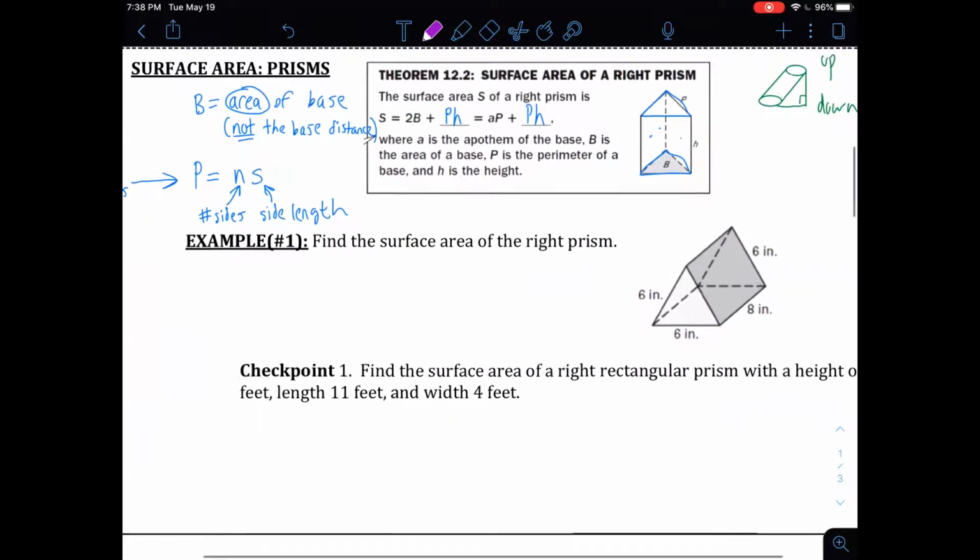So let's go ahead and find the surface area of this right prism. This is a triangular prism, and we have triangles for the bases, like we said. So we need to find the area of the base. The base is a triangle, right? So what's the formula for the area of a triangle? It's base times height over 2. Oh, this one's kind of wacky. I don't like this one.